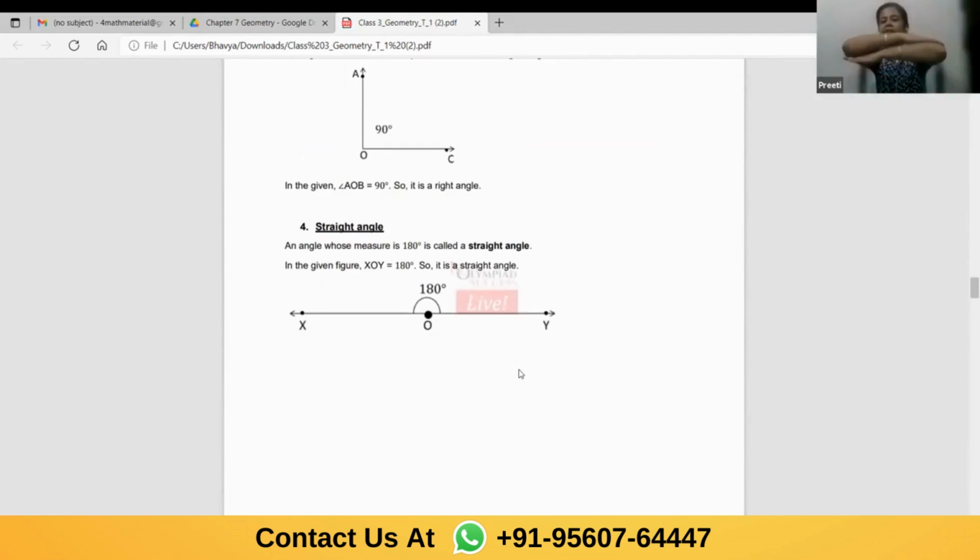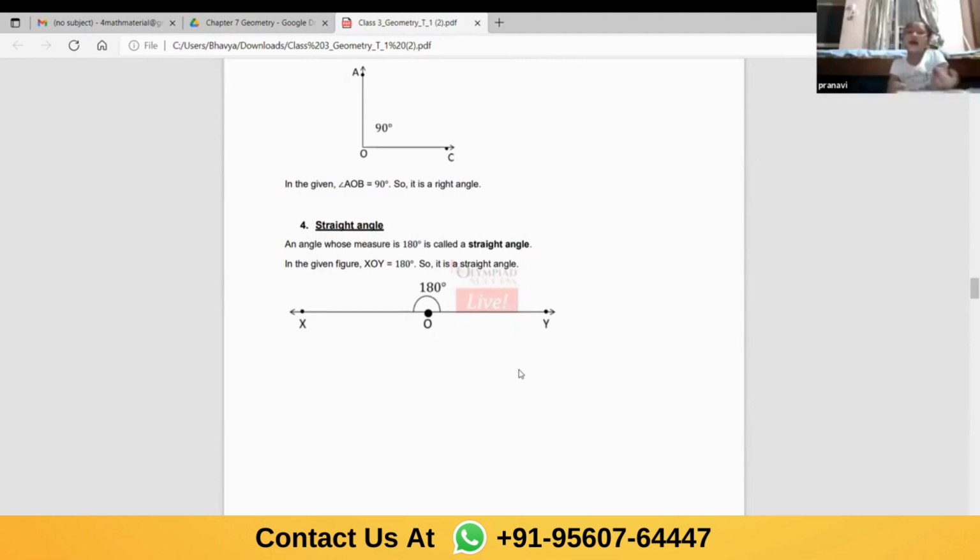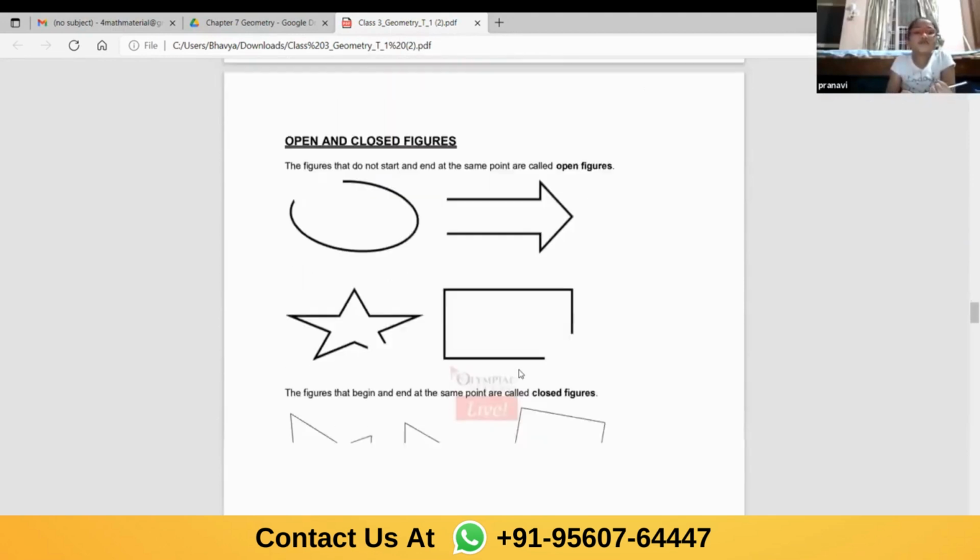Acha, 0 also, when the rays are on each other. 0 is also counting. Yes, 0 is one of the angles. We call it 0 angle. Okay, ma'am. That is not given in this thing.